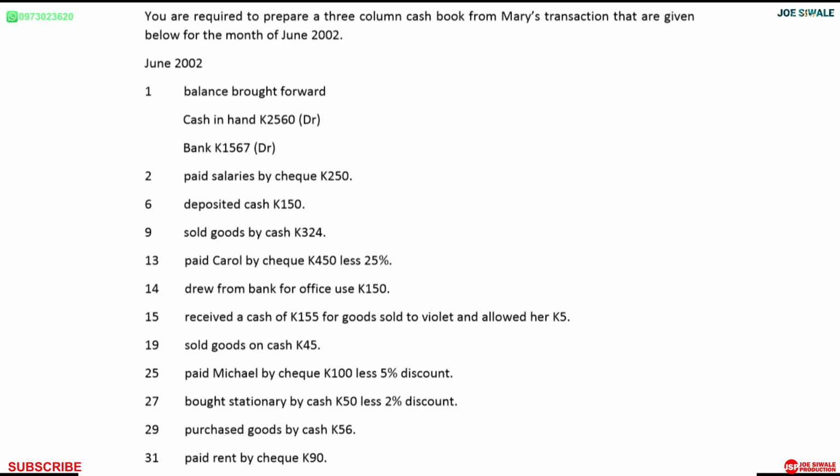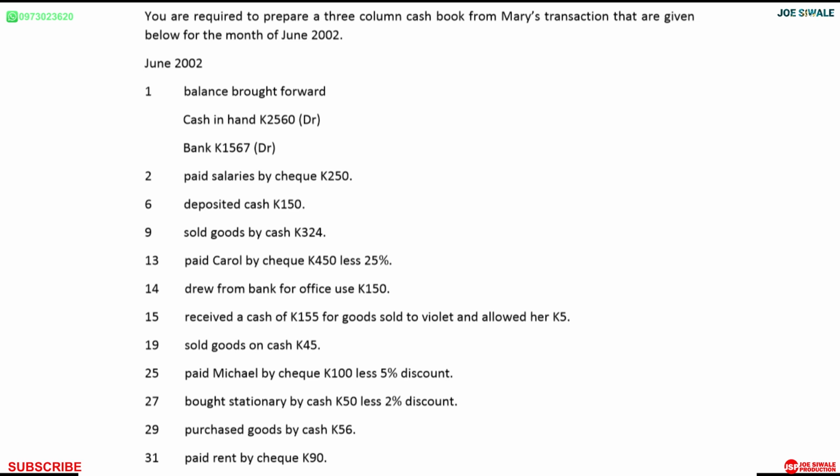Let us now look at the 3-column cash book. We have this example that we're going to use. You are required to prepare a 3-column cash book for Mary's transactions that are given below for the month of June 2002. On 1st June, balance brought forward: we have cash in hand amounting to 2,560 on the debit side. Then we have bank amounting to 1,567 on the debit side.